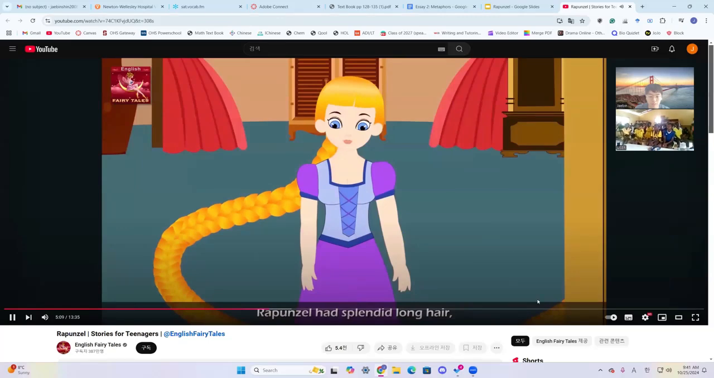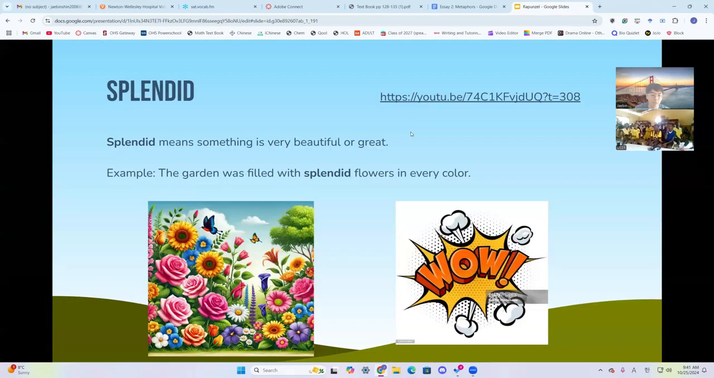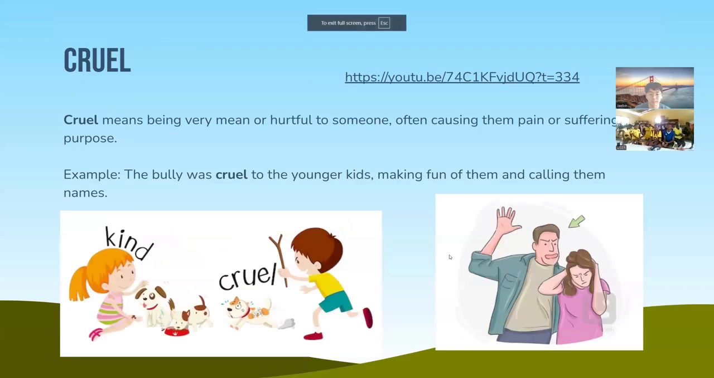So here it talks about how Rapunzel had splendid long hair. It means that it's very beautiful and great. So yeah, the picture kind of describes the word splendid, because it is very beautiful. Great. So that is splendid. And the word cruel is the next word.